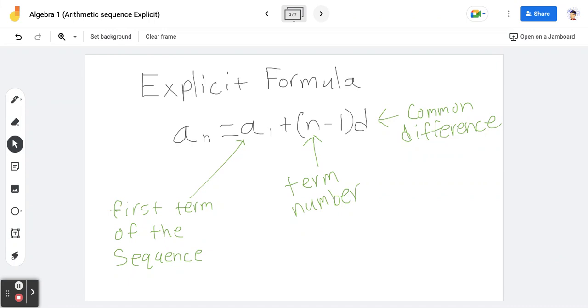Explicit formula shown here. All right, a sub n is equal to a sub 1 plus n minus 1 times d. We already know a sub 1 means the first term of the sequence. The letter n represents our term number, and the letter d represents our common difference. So this is the explicit formula for an arithmetic sequence. We're going to try to rewrite this formula given specific sequences.